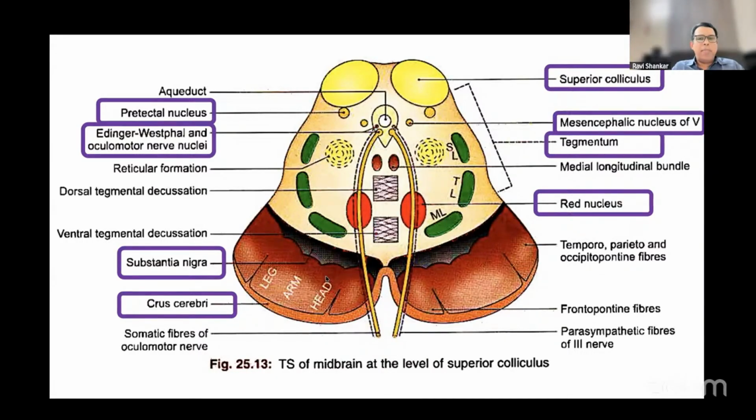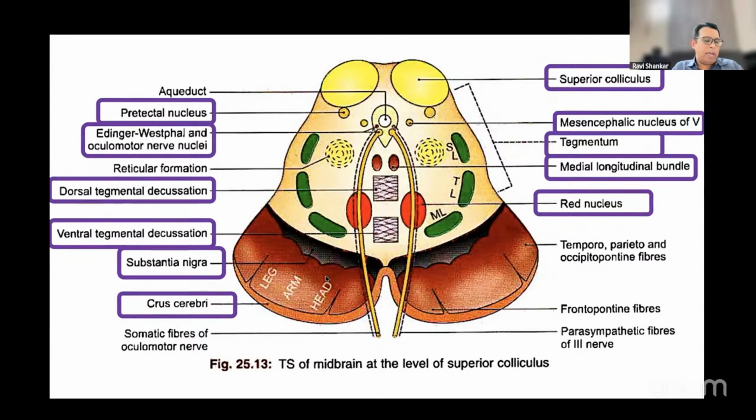The dorsal tegmental decussation occurs at this level, formed by the decussation of the tectospinal tract and the tectobulbar tract. The ventral tegmental decussation, formed by the rubrospinal tracts, occurs at this level. There is again that medial longitudinal bundle running from up, down, below, up. The tectum shows what we call the posterior commissure, which connects both the superior colliculi at this level.